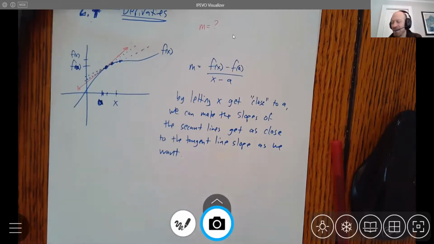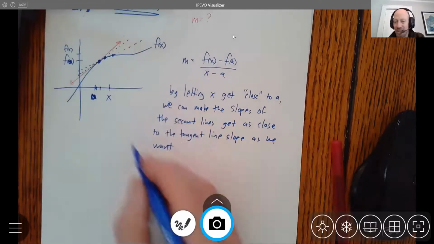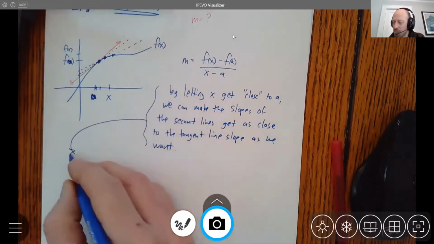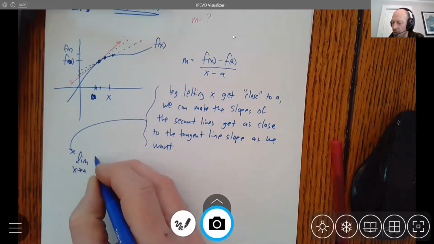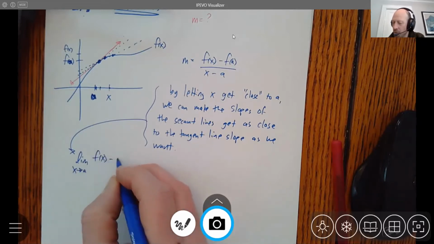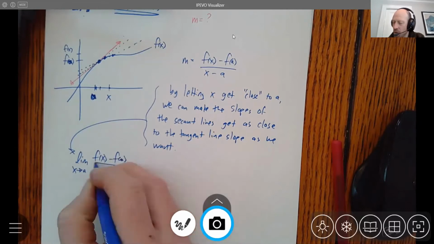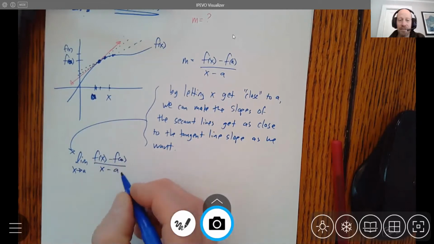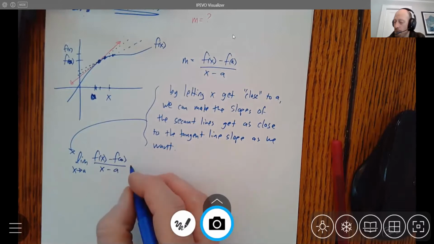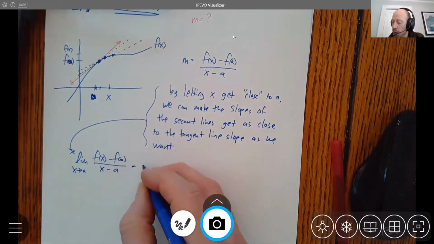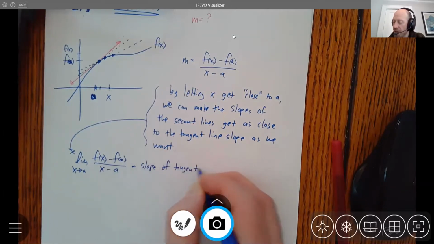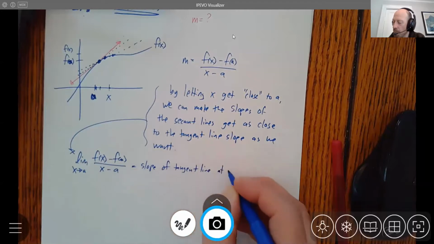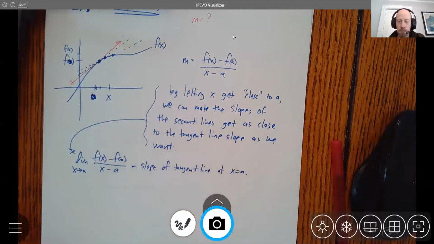But that's the idea. So what this is saying is that the limit as x goes to a of f of x minus f of a over x minus a is equal to the slope of the tangent line at x equals a.